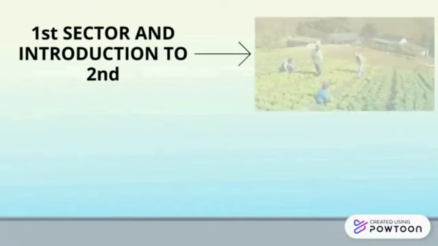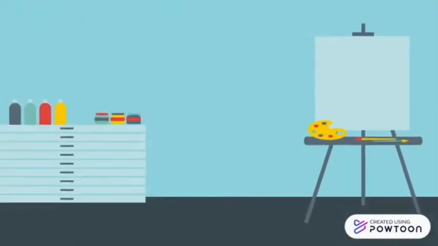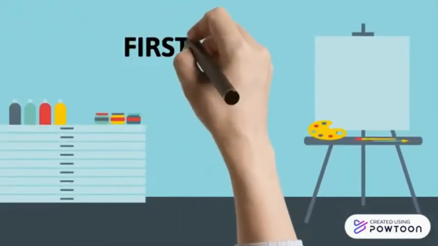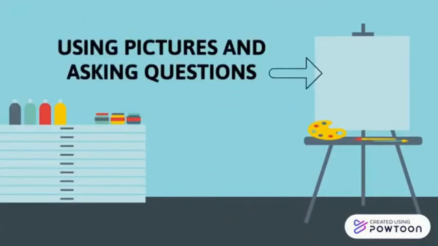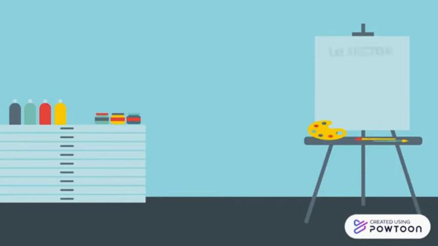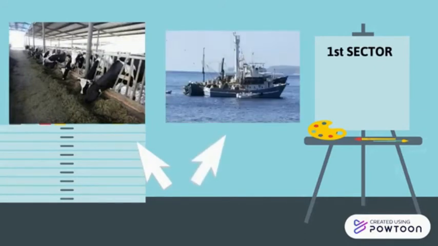In the following activities, we are working the first sector and we will introduce the second one. In the first activity, we are going to use some pictures and we will ask our students some questions to work the first sector. So we are going to use pictures from the internet, and in those pictures there will appear jobs from the first sector, and the students will have to say what job it is. For example, cattle raising or fishing in this one.